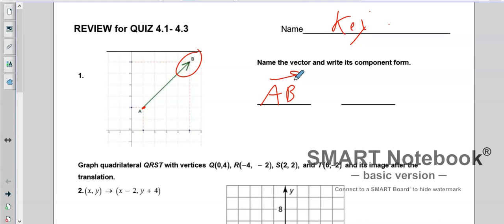Now, how do we get there? Well, we go 1, 2, 3, 4 to the right. Put these little inequality symbols, remember. Now this means right 4. And then we're going to go 1, 2, 3, 4 up. That's how we got from A to B.